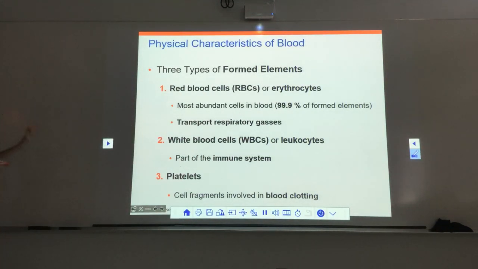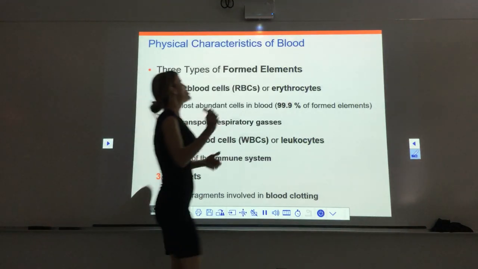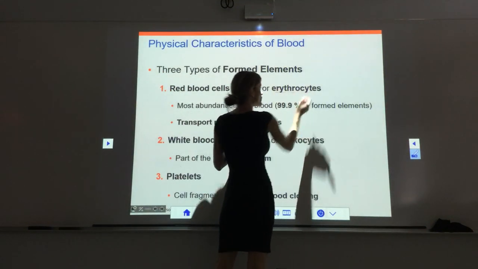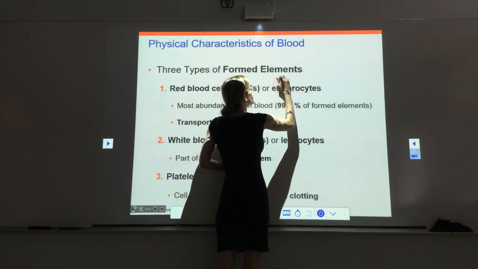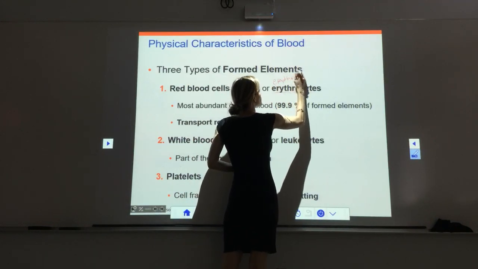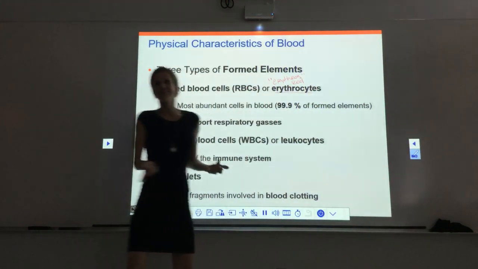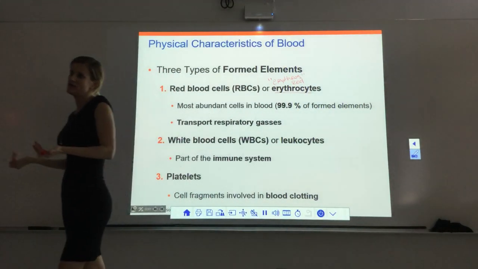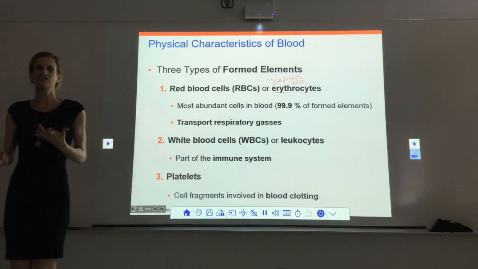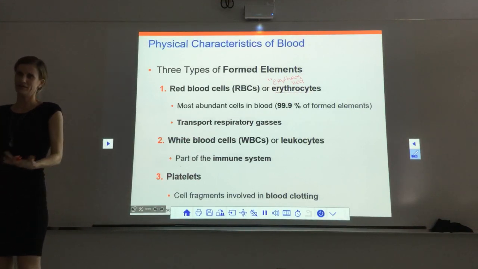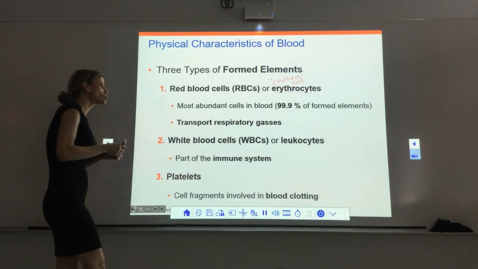So the three types of formed elements we said were red blood cells, white blood cells, and platelets. When we look at red blood cells, you should know the technical term for this is erythrocyte. The word erythros actually means red, and cyte refers to a cell. So erythrocyte is literally telling you red cell. So erythrocytes are our red blood cells.